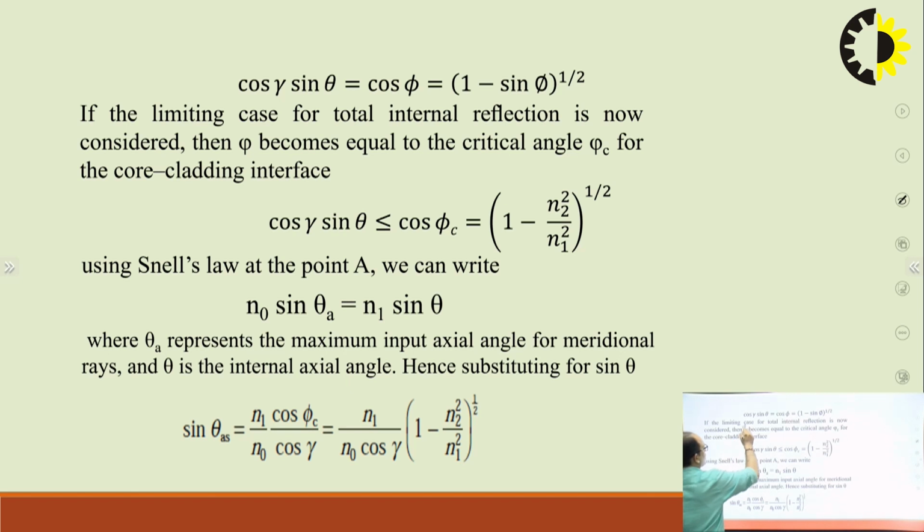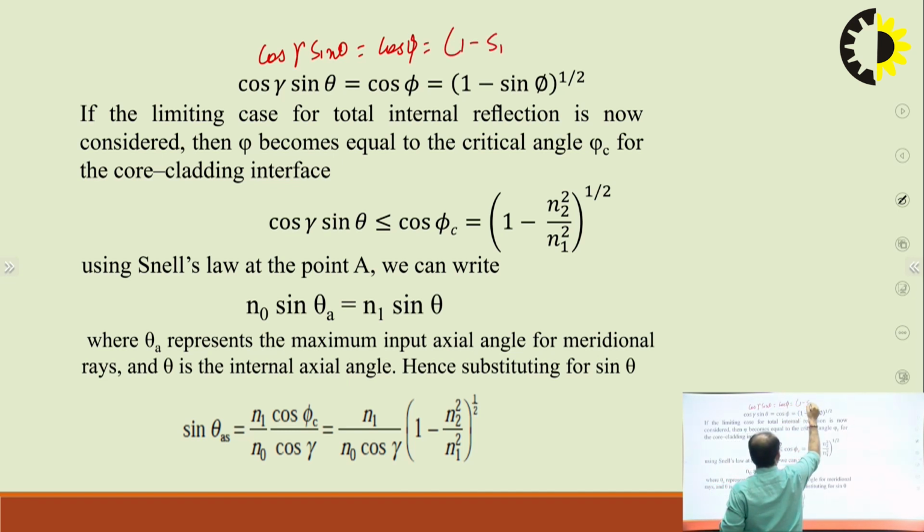So we will see here that cos gamma into sin theta is equal to cos phi, and this cos phi can also be written as (1 minus sin square phi) to the power 1/2. This is sin square. Clear?